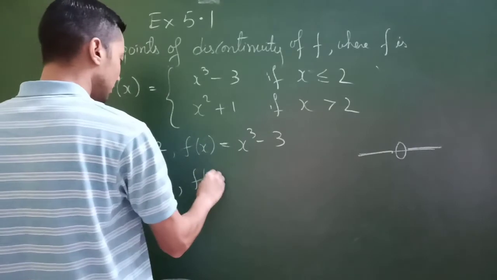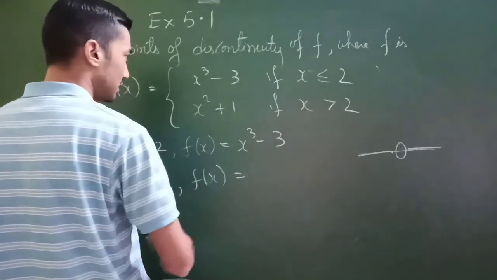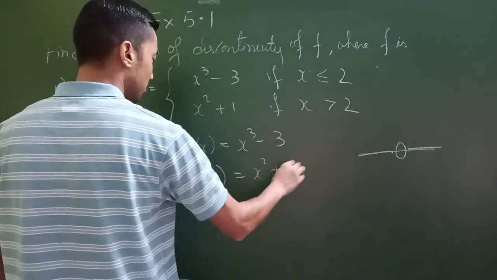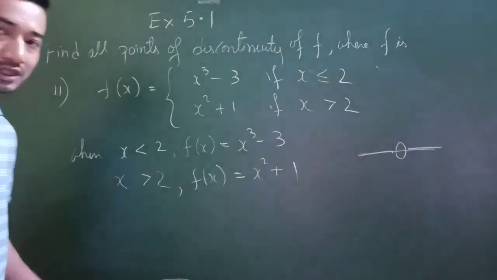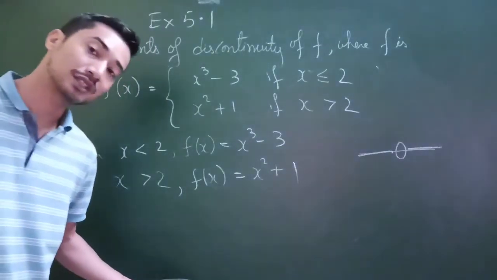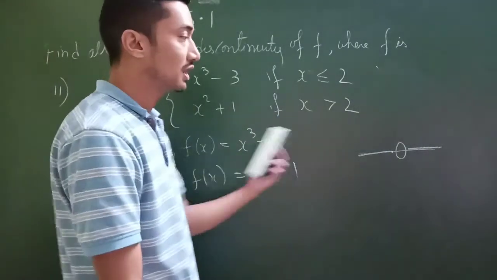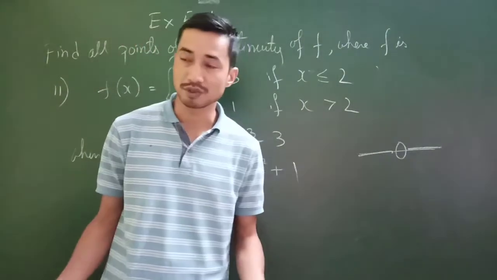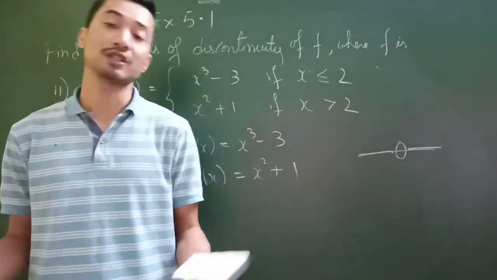For x greater than 2, what is our function? Our function is x squared plus 1. So both these functions are what? Polynomial functions. So that means before 2 and after 2 the function is continuous, because both the functions are polynomial.